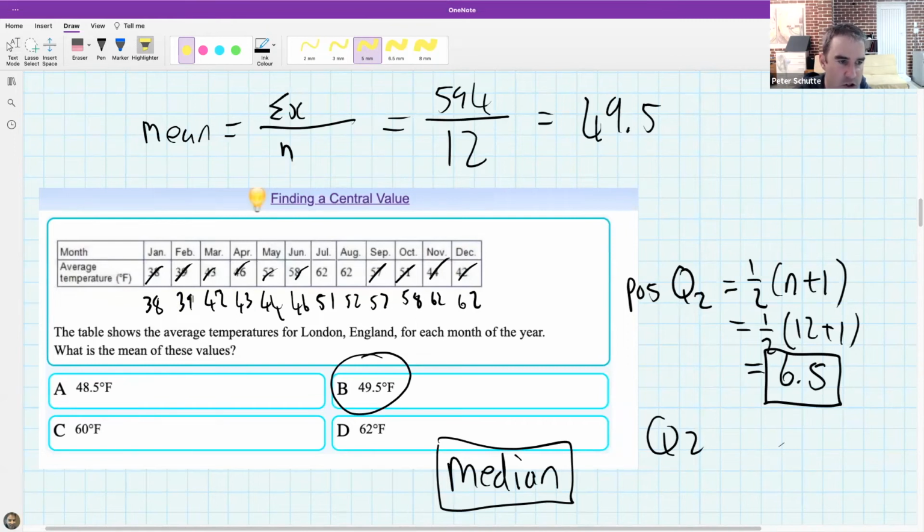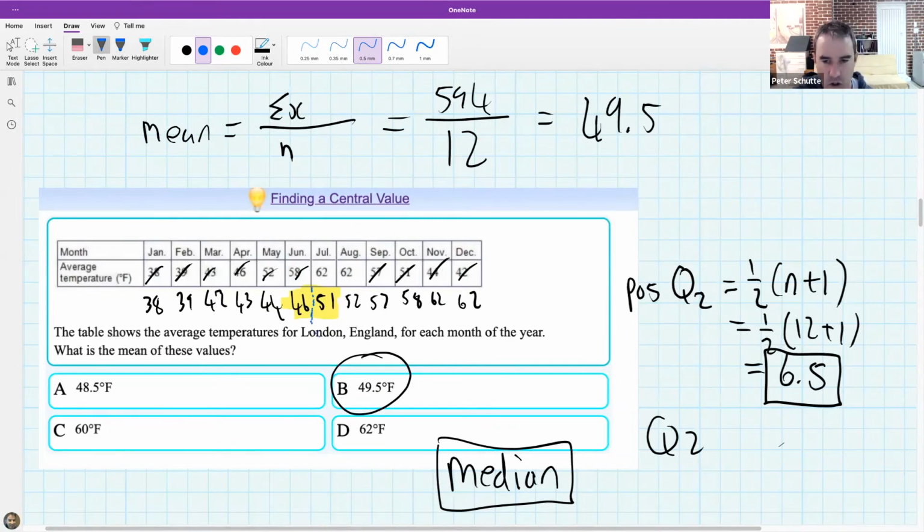So we go 1, 2, 3, 4, 5, 6. So the 6th and 7th numbers are here. And so because our position of the median falls between those two, basically it's falling here.